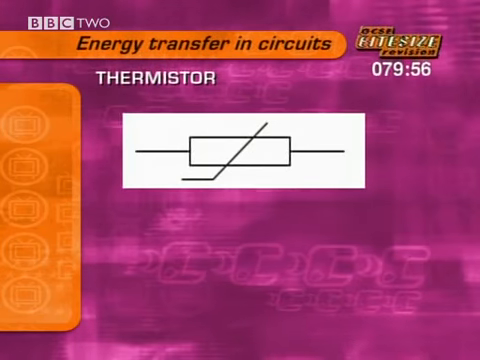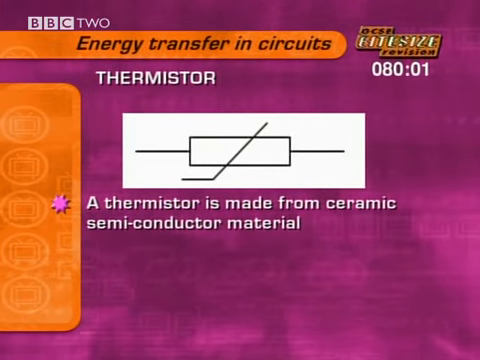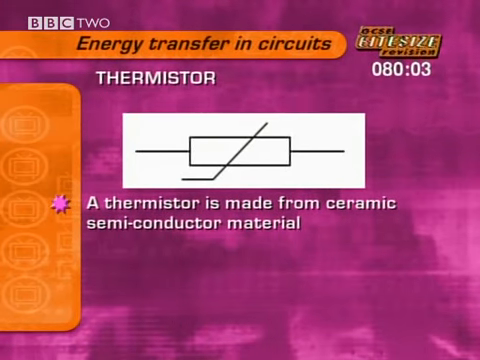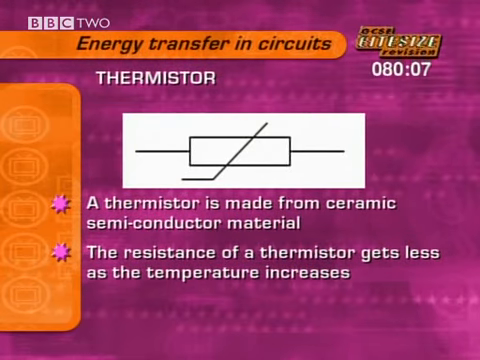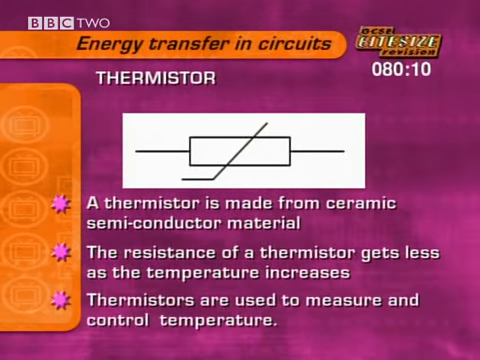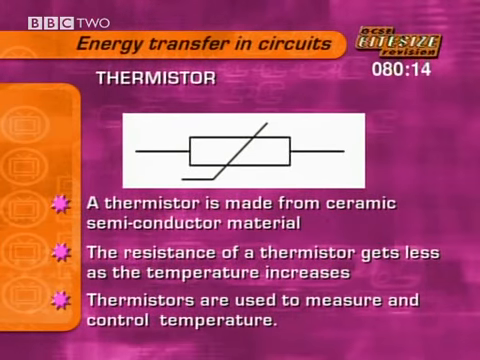A thermistor is another non-ohmic conductor. Thermistors are made of ceramic semiconductor material, not metal. Unlike a normal resistor, the resistance of a thermistor is lower at higher temperatures. Thermistors are used to measure and control temperature, for example in a thermostat.